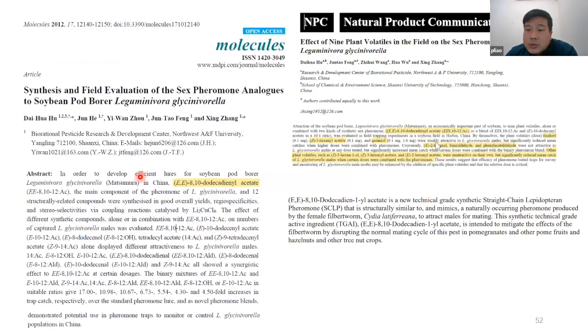I also checked that this compound is a new technical grade synthetic straight chain compound that is structurally similar to and mimics a naturally occurring pheromone produced by the female fiber wall, to attract the males for mating.